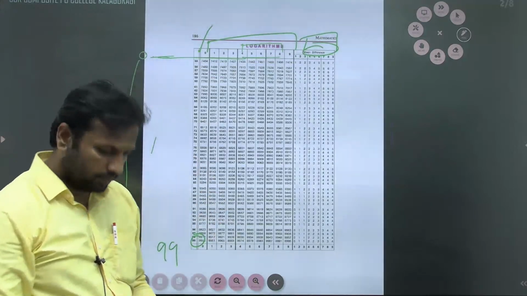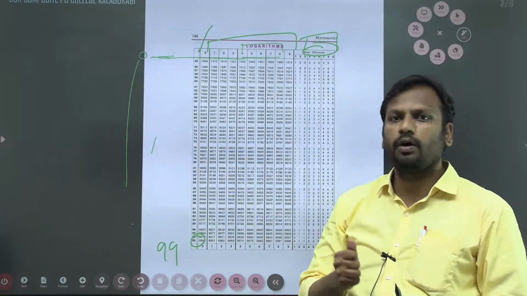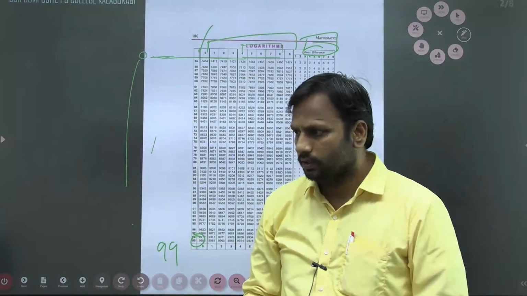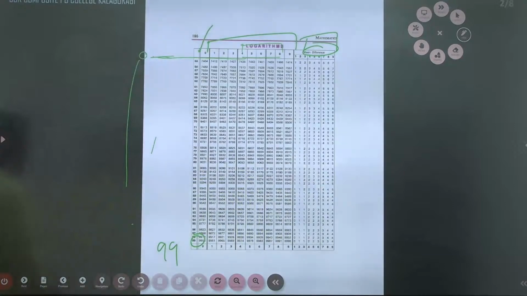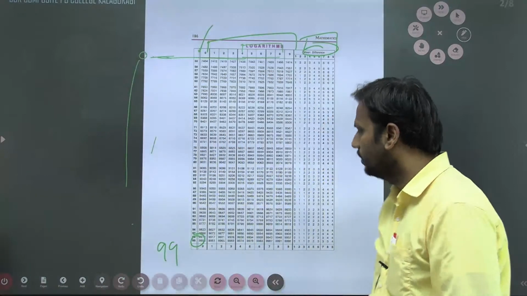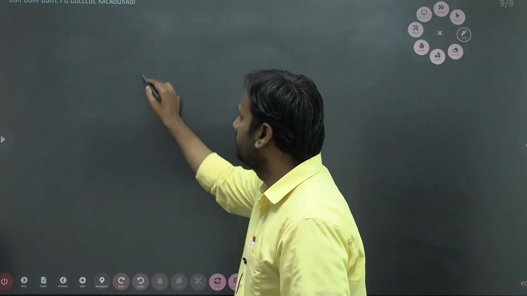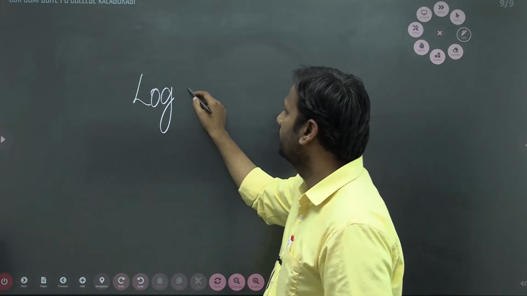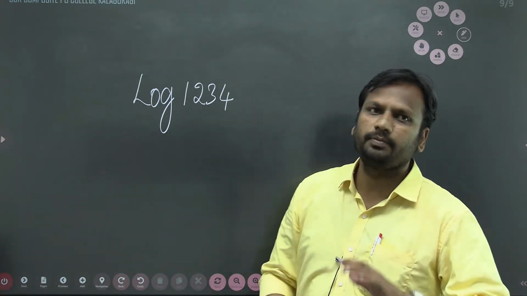Understood this? Okay, if this is the log table, then how do we find the mantissa? Let us see here. Now you see, students, let me find the logarithm of 1, 2, 3, 4.